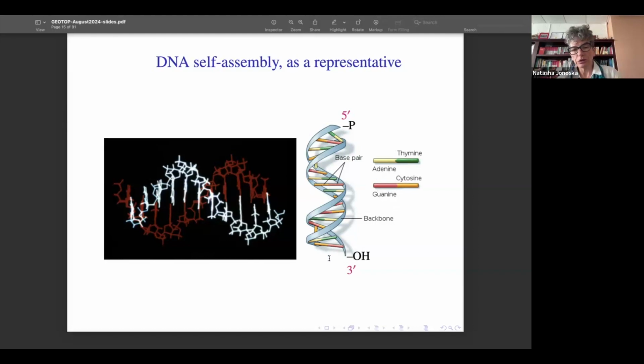What's important in my presentation is that the strands are oppositely oriented. When they come together, they actually come in opposite direction. So one end of the strand has a phosphate, and we usually call it a 5' end.